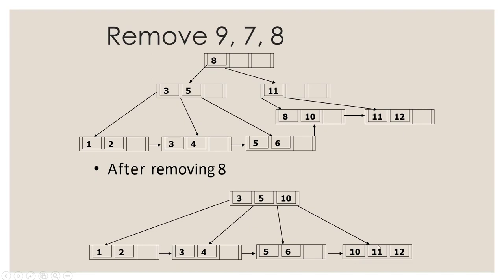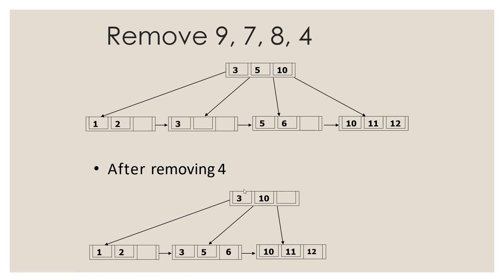So now I have 10, 11, and 12. The rest stay the same, as you can see. Because we lost a node, we went from 2 nodes to 1, we do have to delete an index value. Okay, so we have 3, 5, and then 10. So you get these index values from the actual leaf nodes. So the smallest value of each leaf node is actually the index value that you're going to be using. We have 10, 5, and 3.